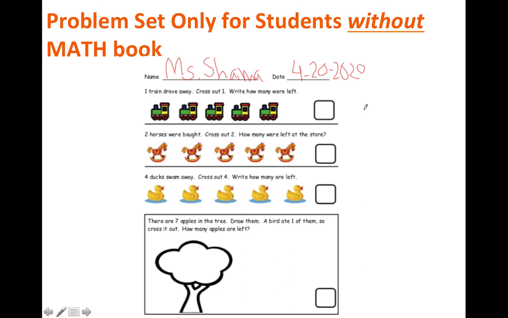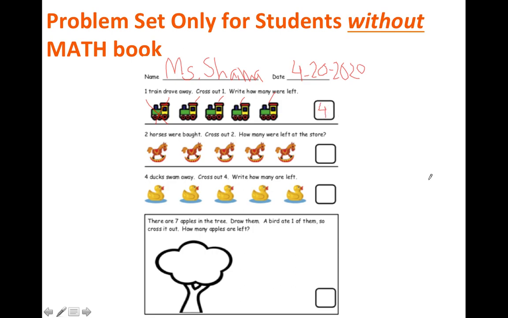One train drove away. Cross out. Write how many are left. So it says one train left. So I'm going to cross one out and let's see how many are left. 1, 2, 3, 4. So I'm going to write the number 4.